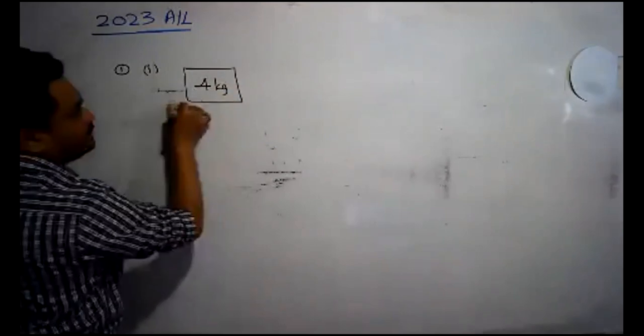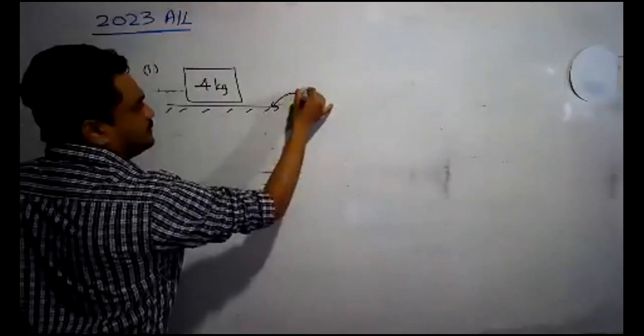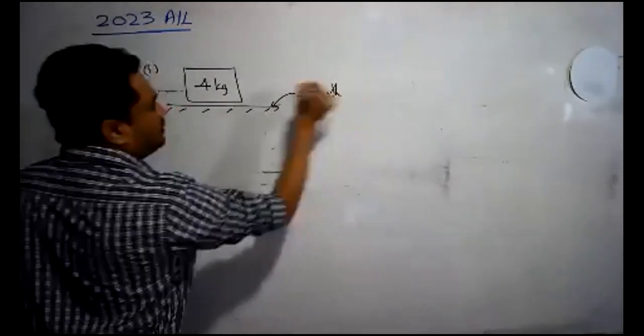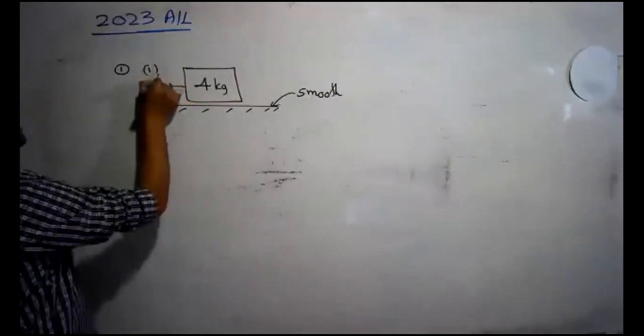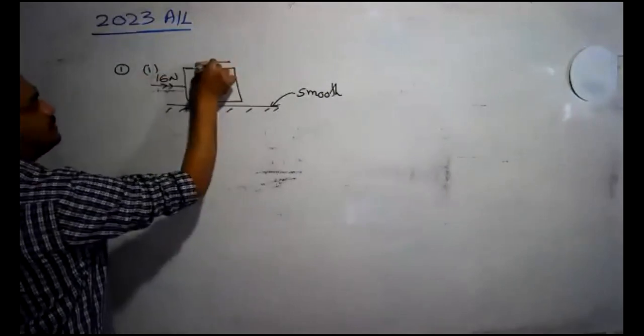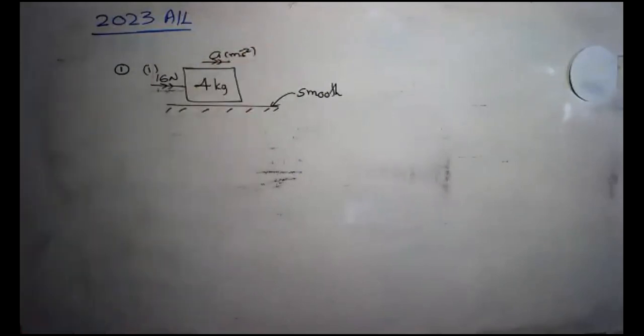That is the 4 kg mass. It is given that the surface is smooth and we have applied the force of 16 Newton. Draw this figure. Try to find the acceleration. Start.